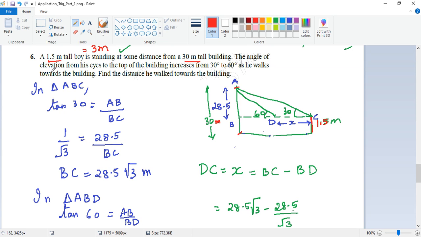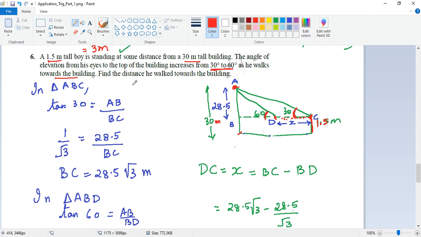The angle of elevation from his eye to the top of the building increases from 30 to 60 degree as he walks towards the building. What's happening here? From here he is seeing the top of the building, and it's 30 degree. As he walks, it's going to increase. Now you see earlier it was 30. When he comes here and looks at it, it's going to be still higher. He'll have to lift his head more when he comes closer to the building, so obviously the angle increases. So it has become 60 degree over here.